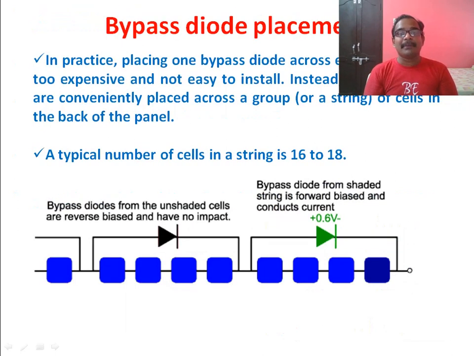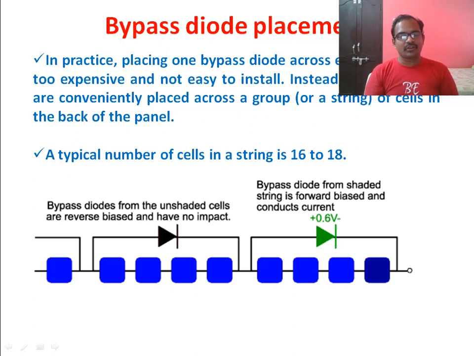One more thing is bypass diode placement: how the manufacturer places the bypass diodes in a panel. Placing a bypass diode across each and every cell in a module is very difficult and not practical because of two issues. One is that it is very complex, and the other is that it is too costly. So it is not recommended. Instead, a bypass diode is connected across a series of cells. That series may be around 16 to 18 cells in a panel, right?